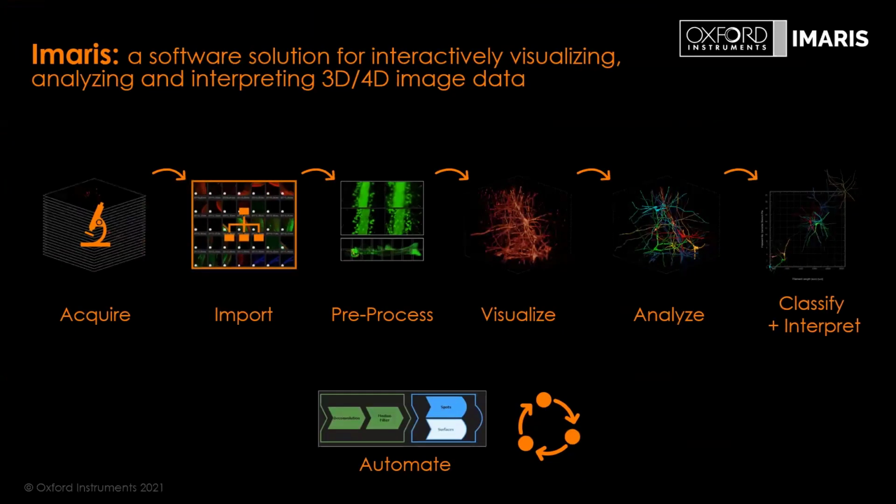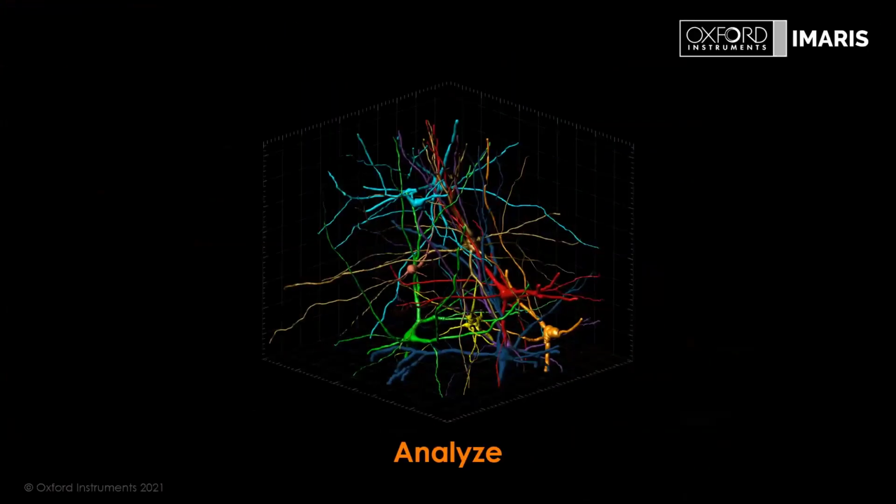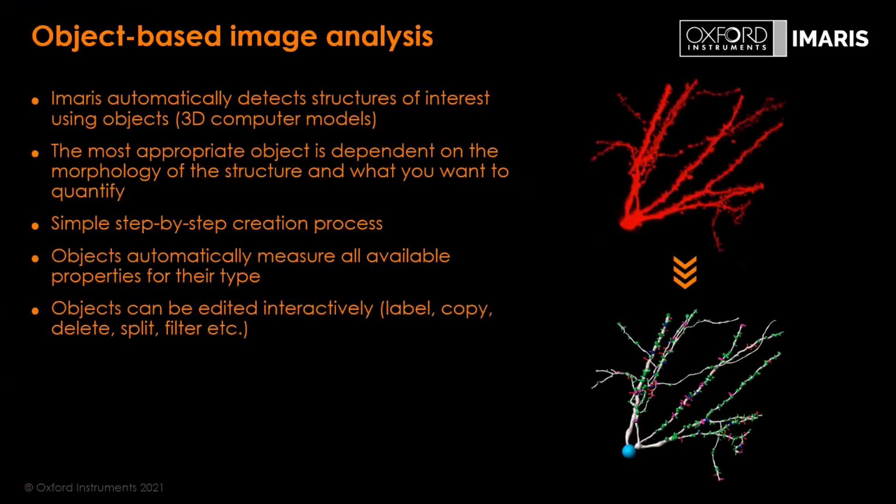So coming now to the analysis part, this is the core functionality of IMARIS. IMARIS is an object-based image analysis software. What it means is that we have objects, and depending on what your object or your data looks like, and depending on what statistics you would like to extract, you will be using one of 4 objects. We have 4 main objects in IMARIS, and everything boils down to those 4. I'm going to talk about these 4 objects in the next slides.